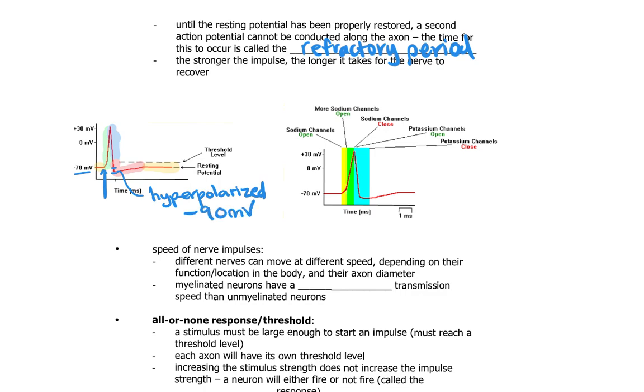And when it's hyperpolarized at that point, it's around -90 millivolts. And the reason that happens is if we think about what's happening with the sodium and the potassium, we're at the point where we've got some sodium on the inside, and of course we've got some potassium, and some potassium on the outside, and then some sodium on the outside.